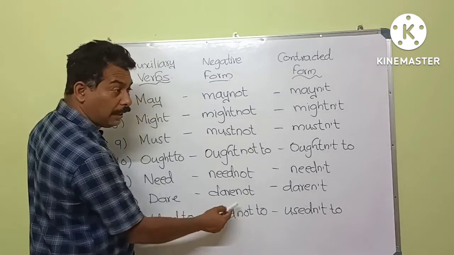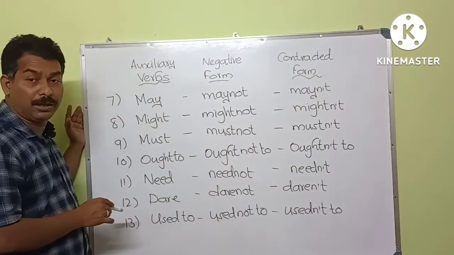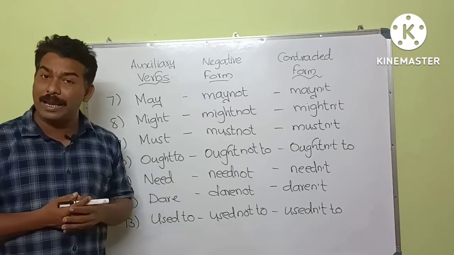Used not to is its negative form. Used n't to is its contracted form. The use of modal auxiliary verbs will be discussed later.